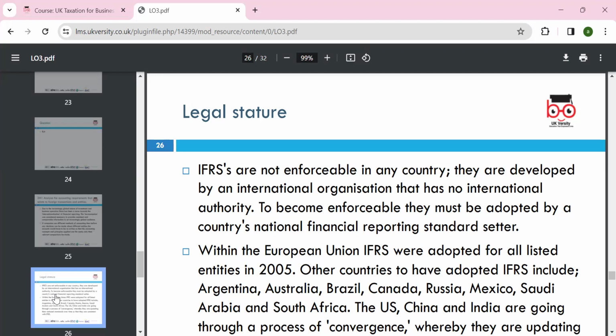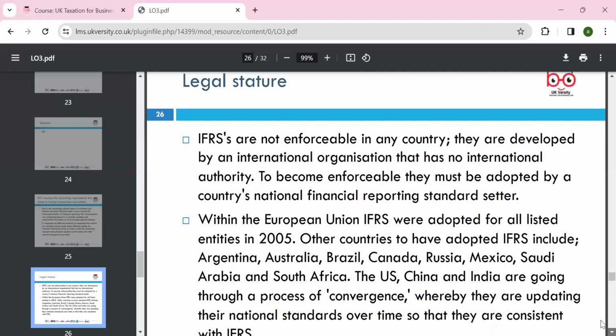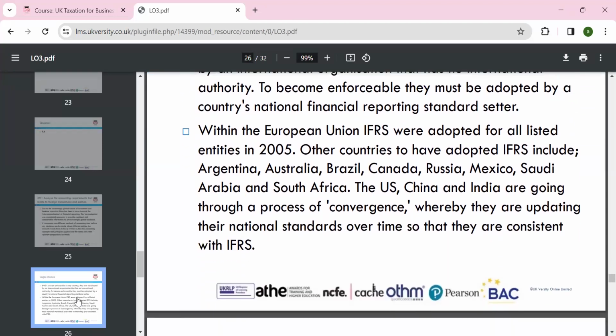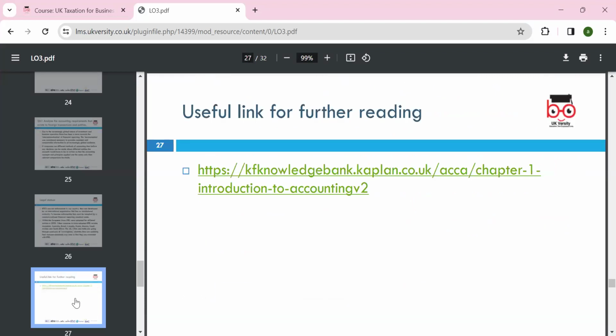IFRS are not enforceable in any country. They are developed by an international organization, which has no international authority to enforce them. They must be adopted by the country's national financial reporting standard setter. Within the European Union, IFRS has been adopted for all listed entities from 2005, and IFRS is also used in various other countries. They are adopting because we are moving towards more international reporting, because of investment throughout the world.